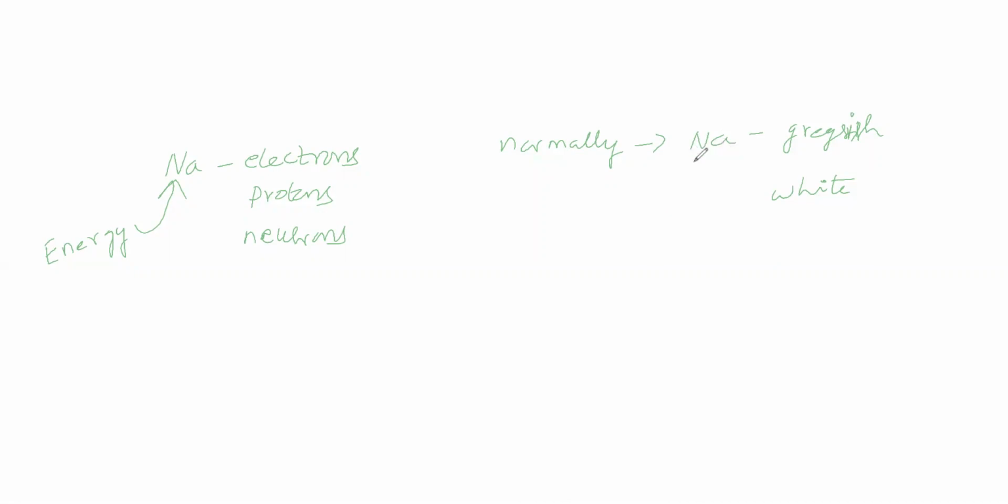Normally, if suppose you are taking sodium metal, you are able to see the sodium metal, and it will appear grayish white. Okay, it is appearing grayish white. Now we have taken a sodium vapor lamp. In the sodium vapor lamp we are giving energy to the sodium atom. Which part is taking this energy?